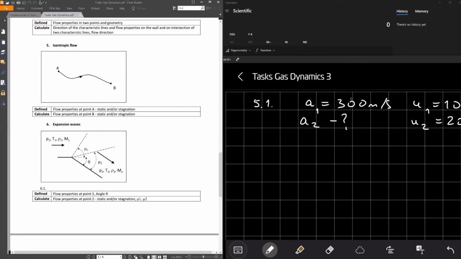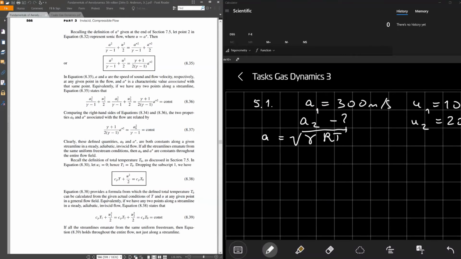The task is basically equivalent to the definition of temperature, but here just in terms of the speed of sound. The relation between temperature and speed of sound, I will remind you, is the square root of gamma R T. We go to the equation. In this case it is equation 8.36, right?